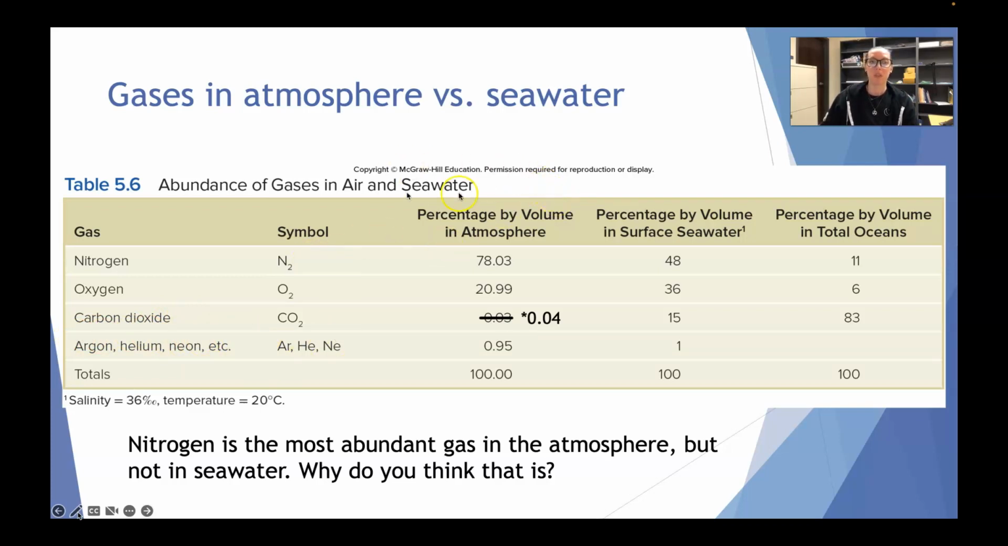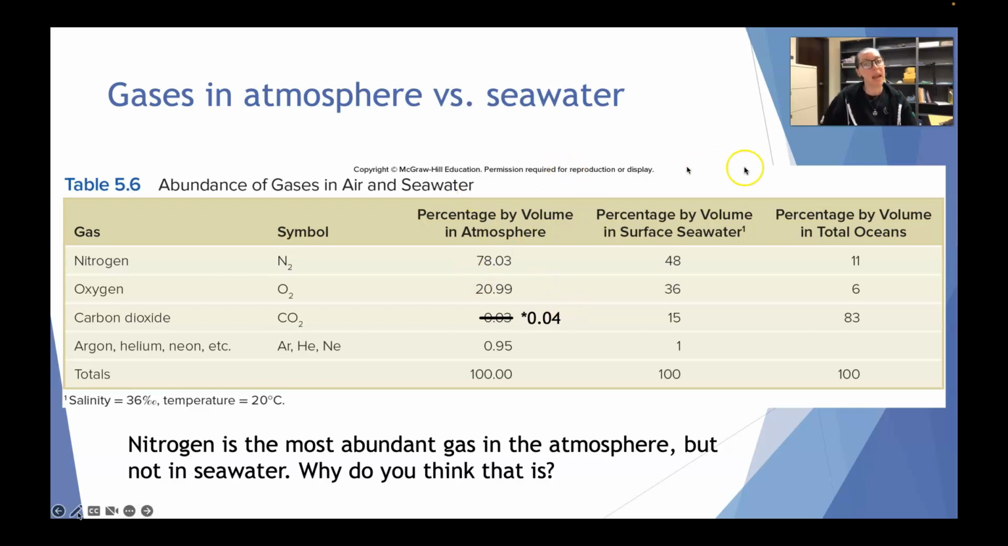So what this table is showing is the percentage by volume in the atmosphere, so our atmospheric concentration. So we know that nitrogen consists of about 78% of our atmosphere, and oxygen is about 21%, and argon hangs out at about 1%. And I had to make this change here, this note, because even though your book's not super old, this value has not been updated. So it's not 0.03 anymore, it's 0.04%, which is the same thing as 400 parts per million.